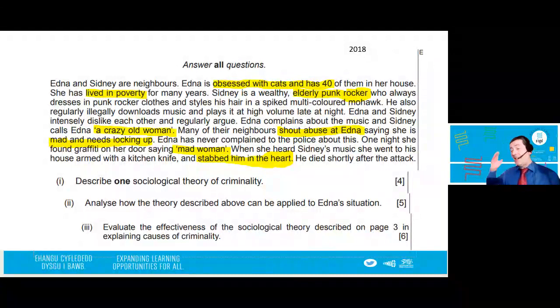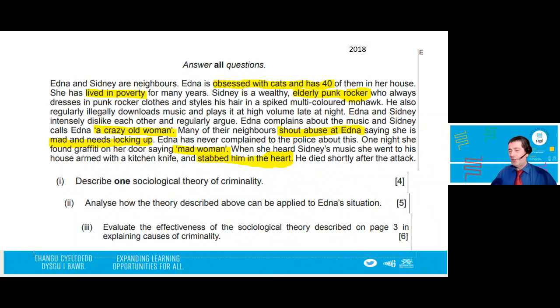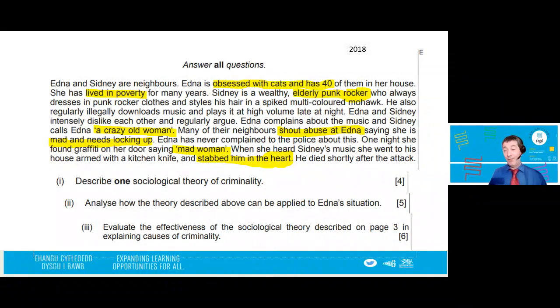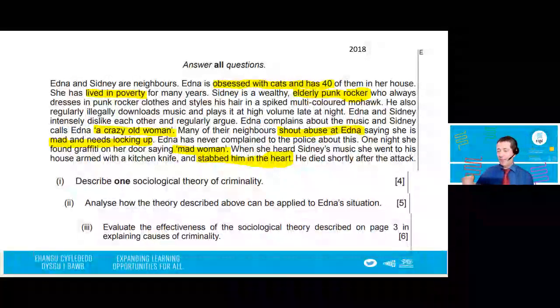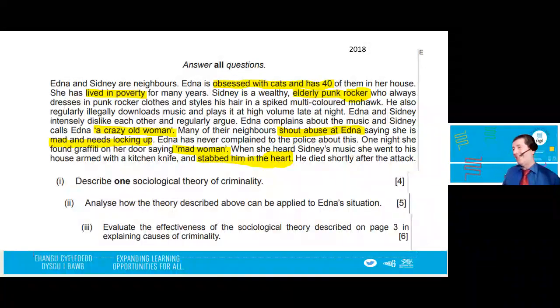And in this piece, I've just highlighted here how you can use these papers. So it talks about Edna and Sydney being neighbours. Edna is obsessed with cats, and there's 40 of them. So I think possibly on this one, the labelling theory, interactionist theory about labelling would be a good one here. Because as you read this, I haven't got time to go over it now in this sort of live presentation, but you'll see Edna and Sydney are being labelled.